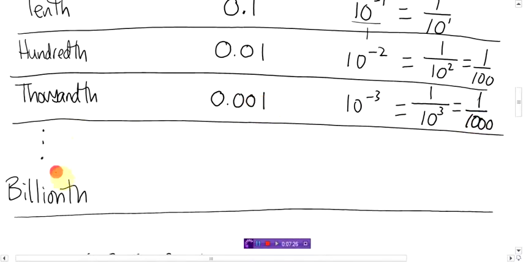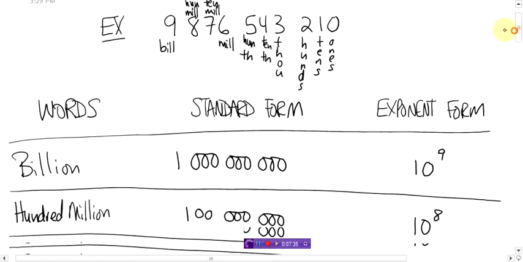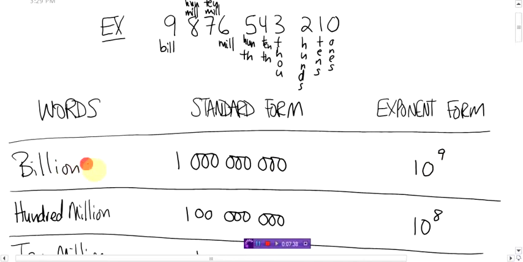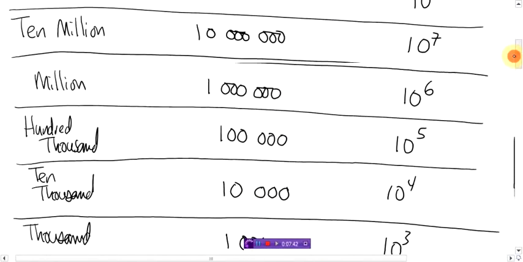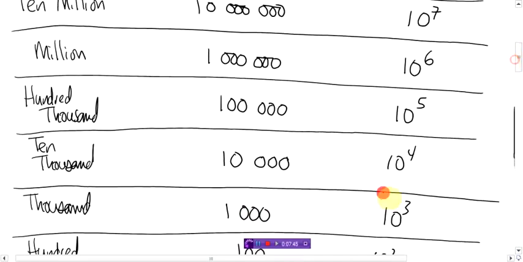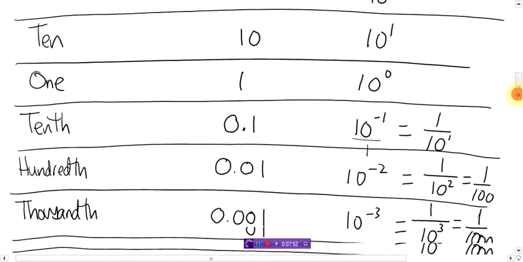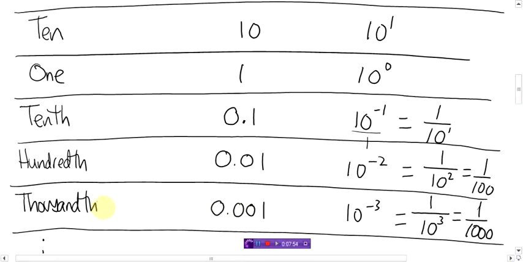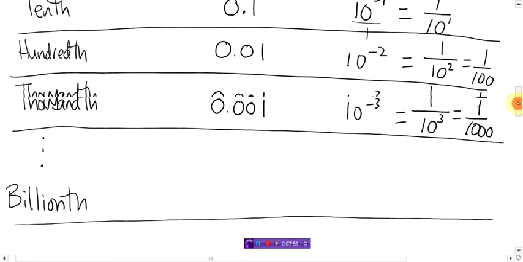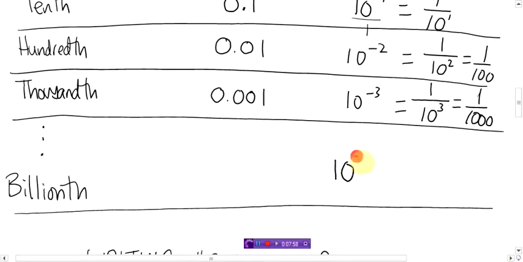Now, I'm not going to do every single one all the way, but let's just jump to a billionth. Well, you know, a billion was 10 to the power 9. So what do you think a billionth is going to be? Well, it's the same sort of deal. Remember, 1,000 was 10 to the power 3, and 1,000th was 10 to the power -3. So if a billion was 10 to the power 9, a billionth is going to be 10 to the power -9.